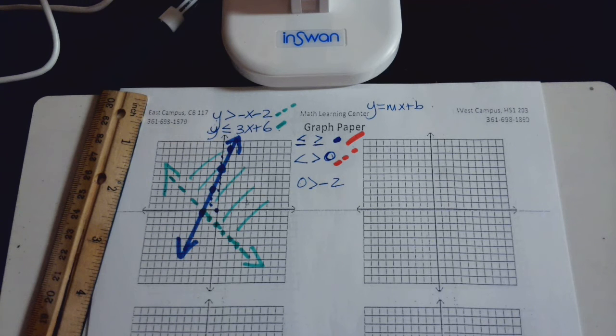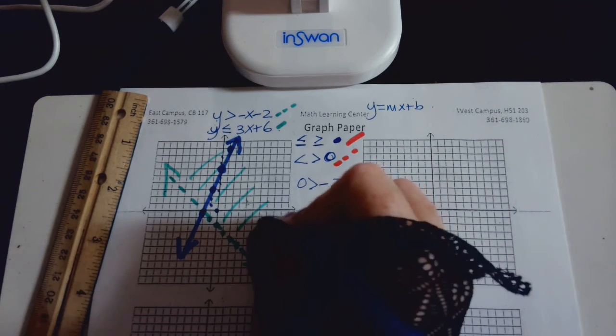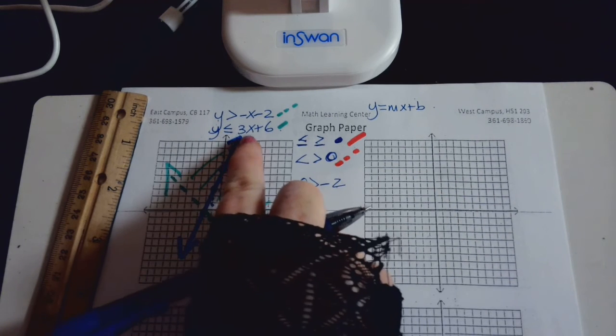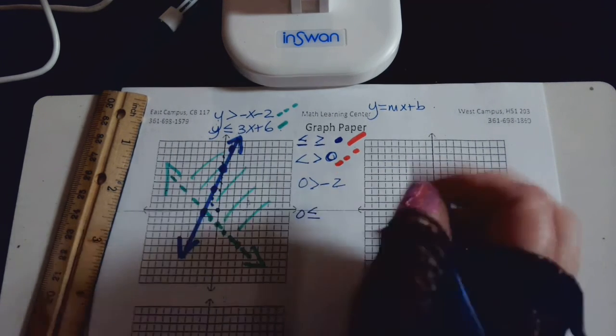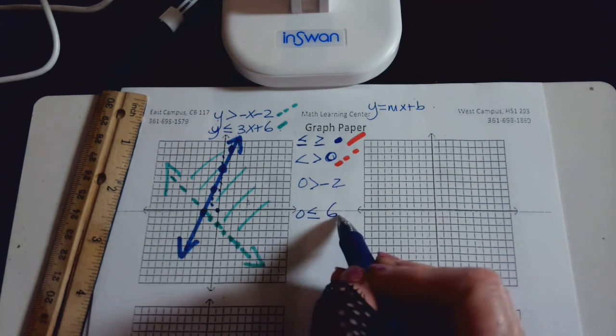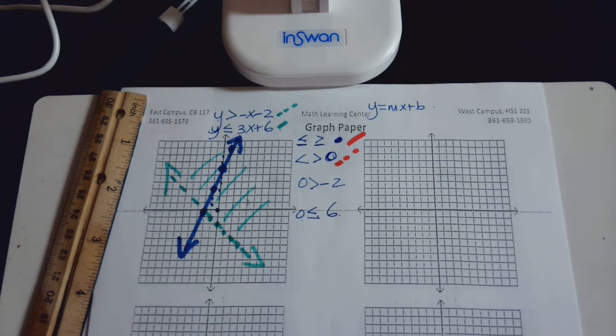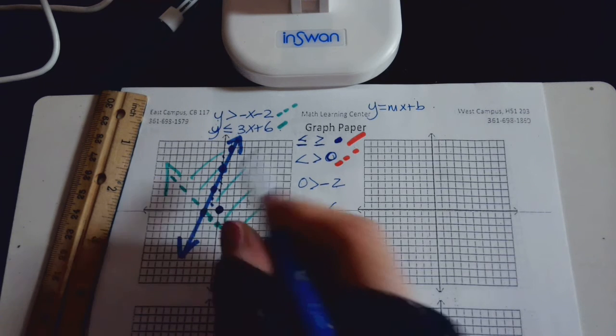So let's go back to the second inequality. So 0 is less than or equal to 3 times 0 is 0, 0 plus 6 is 6. So is 6 greater than 0? Yes, it is. It's not equal to, but it's greater. So that means now I can go much darker. That means this is included.